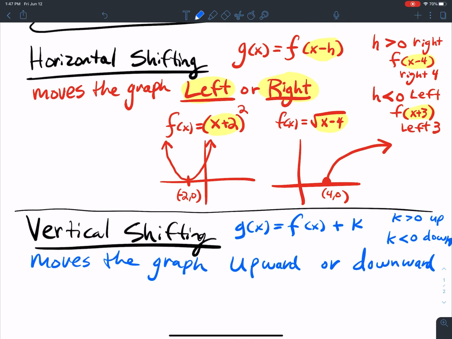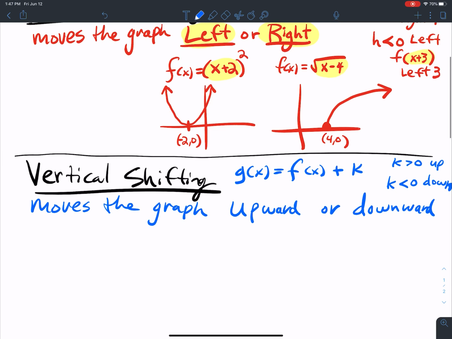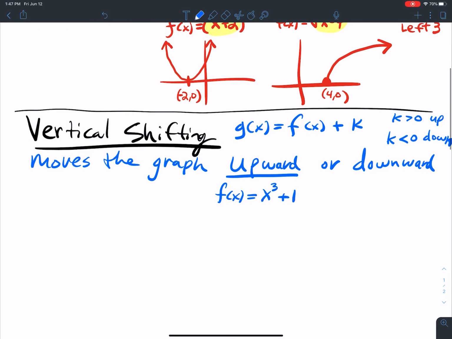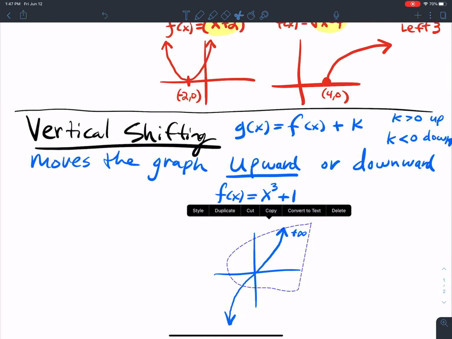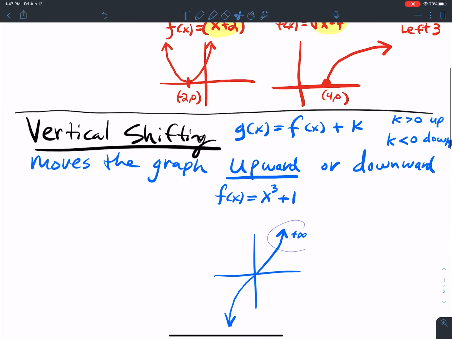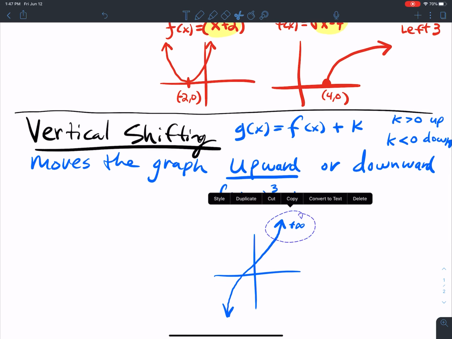So, an example of upward would be like f of x equals x cubed plus 1. So that graph of x cubed starts down here at negative infinity, wiggles a little bit, and then comes up to positive infinity. Okay. So I'm taking this graph, and I'm going to shift it up 1 unit. So now where I cross here is at 0, 1.